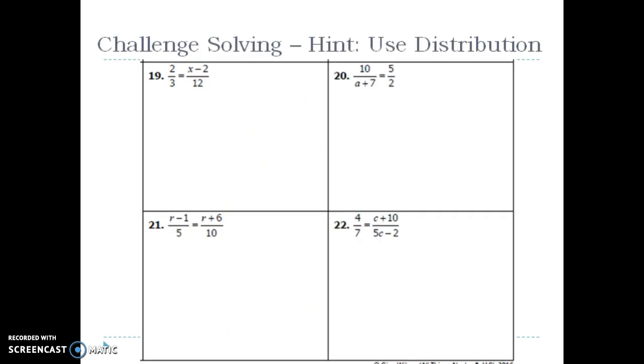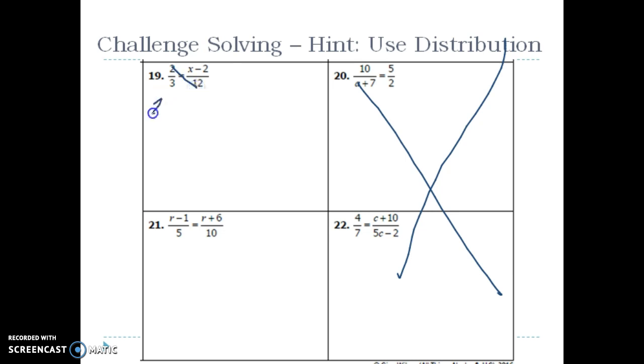So here's a couple of challenge problems. I'm going to get you started, and you'll have to check the full completed notes for the answers, but we're just going to do the odds. So here we go, 19. These are challenges. So we have more than just x, but this time it's like x minus 2, or r minus 1, and r plus 6. So I just want to think about it. We're still solving, we're using the cross products.